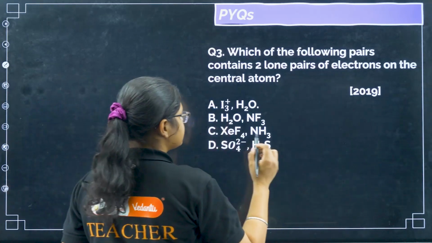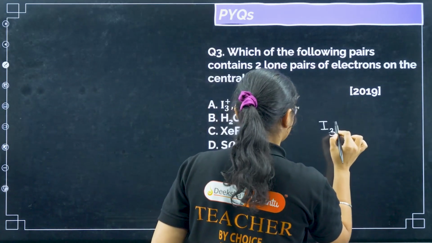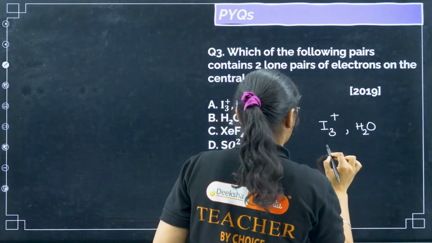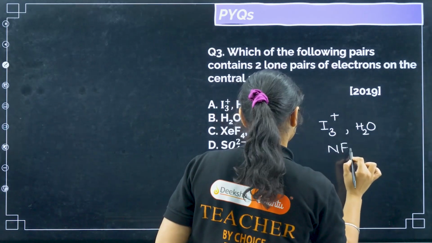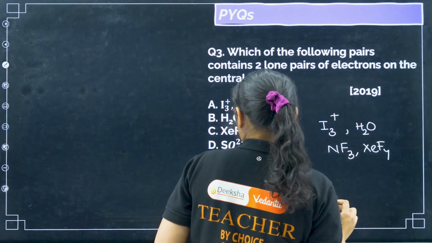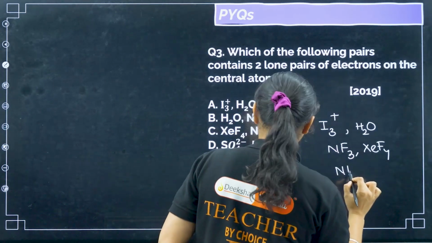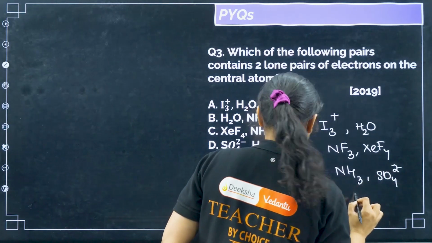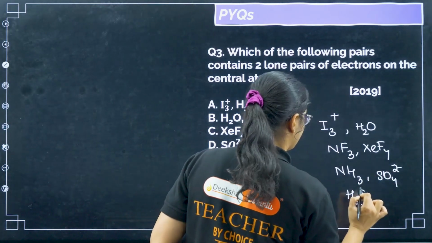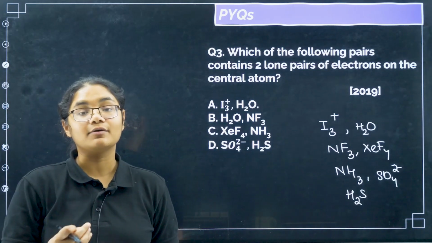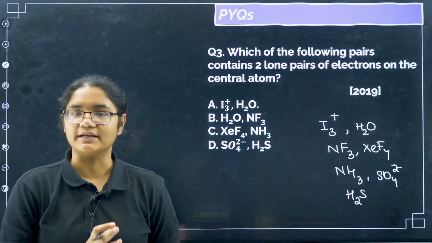Okay, now what all structures do I have? I3+, then I have H2O, then NF3, XeF4, and then NH3, SO4 2-, and H2S. So let us see all the structures so that we will also have an understanding of how to find out the number of lone pairs and bond pairs in an atom.